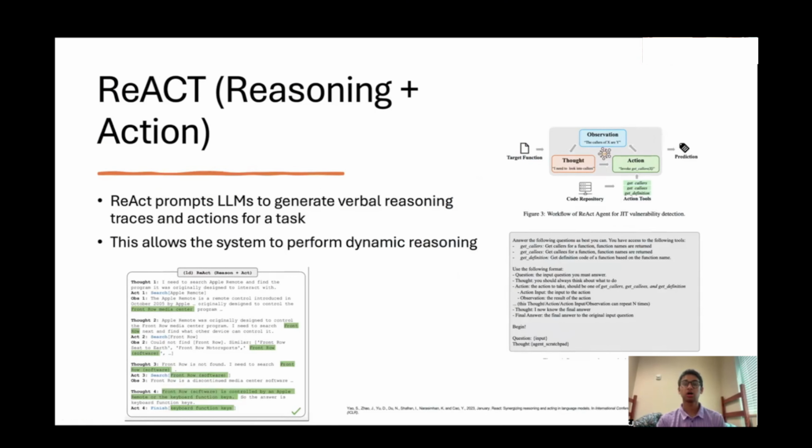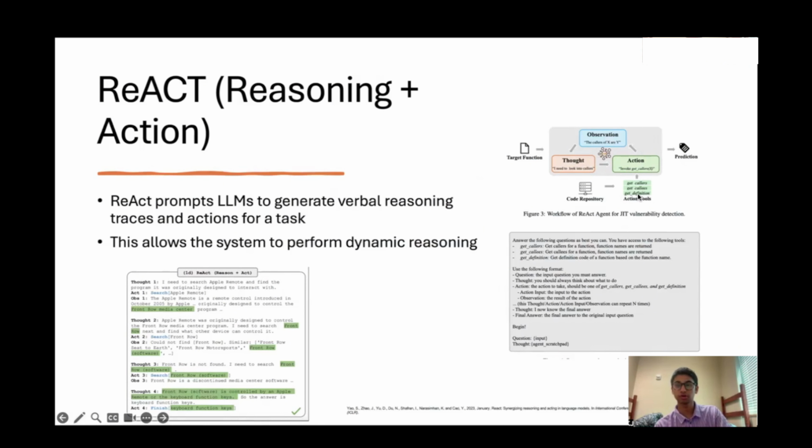So you can see on the right, in this top right, you have a target function which goes in. And from here, it goes into the ReAct part where it thinks. So it looks at the function and says, I need to look into the callers of the function, which basically means what functions that function calls. And once it thinks about that, it goes into the action step where it invokes these tools it has.